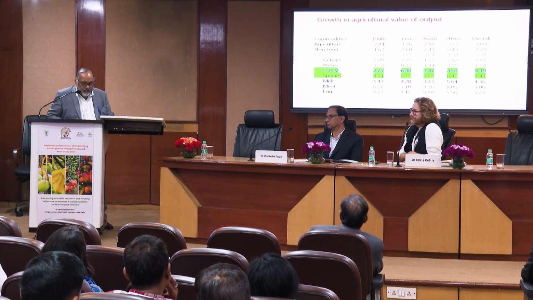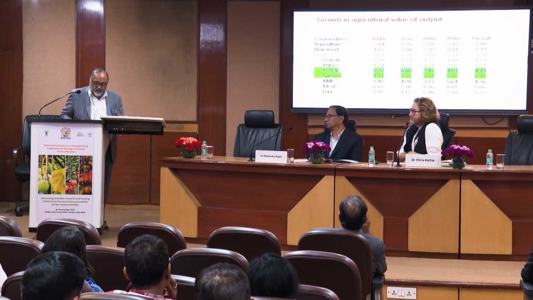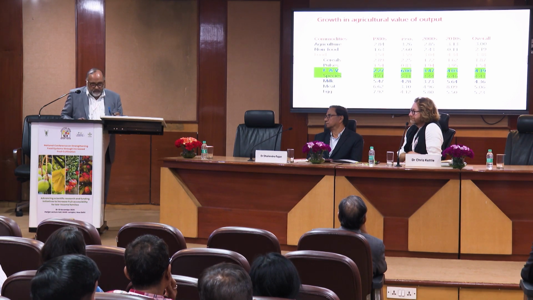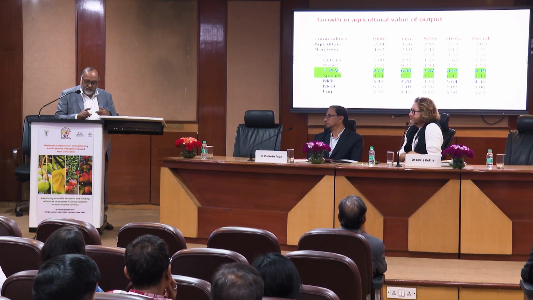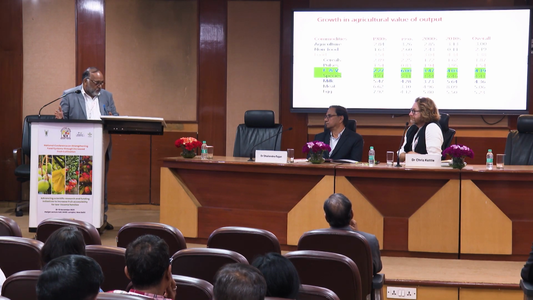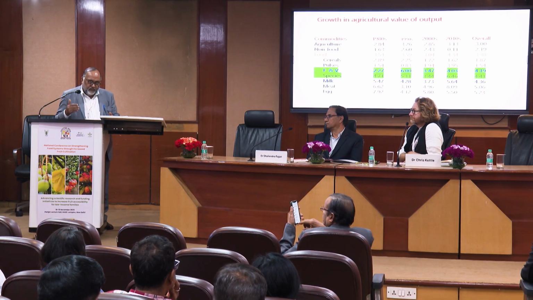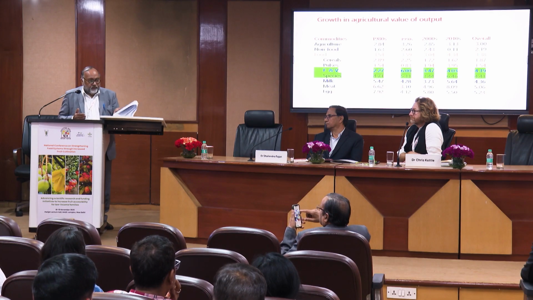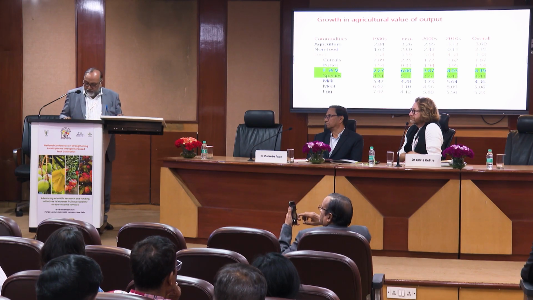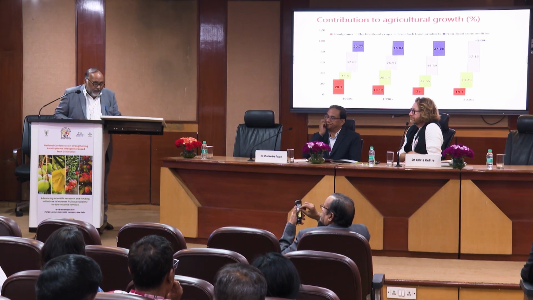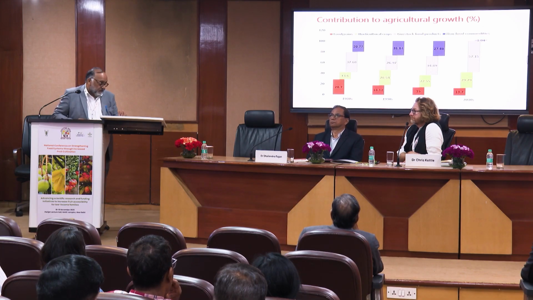Now, if you see here, the horticulture sector as a whole, fruits and vegetables, contributes nearly 20% to the value of output of the agricultural sector. This sector has been growing very fast compared to all other types, leaving aside the animal source foods. Fruits and vegetables and spices have been growing at a much faster rate compared to cereals, pulses, and other commodities. And how much are they contributing to agricultural growth?